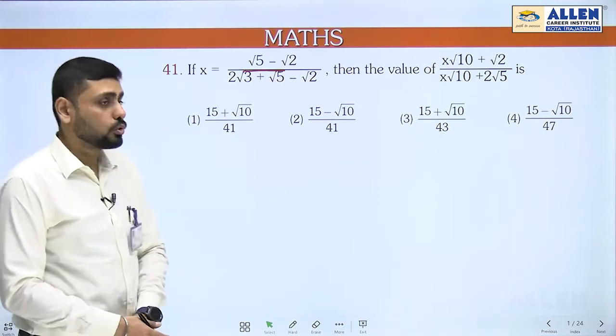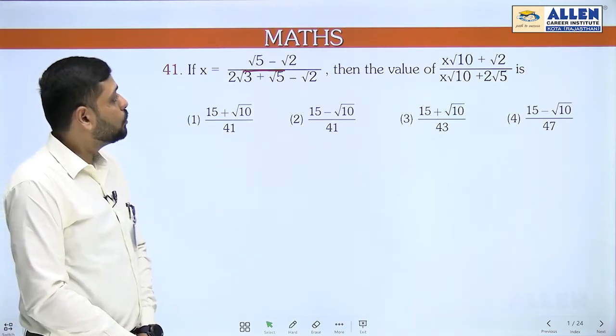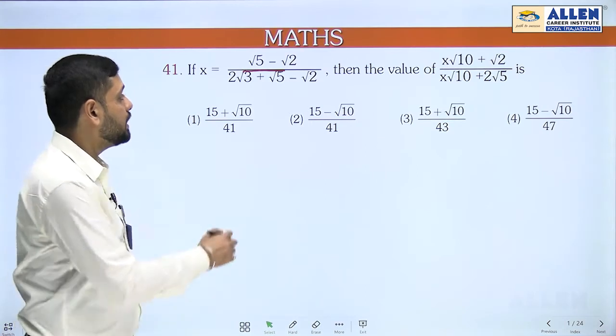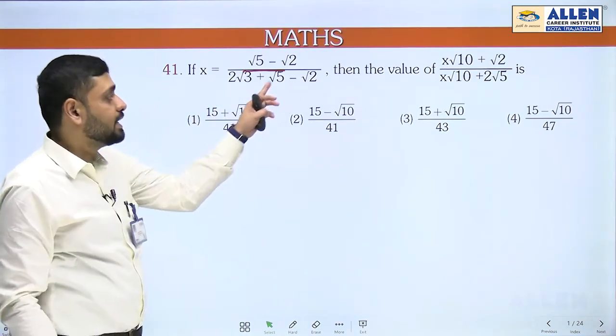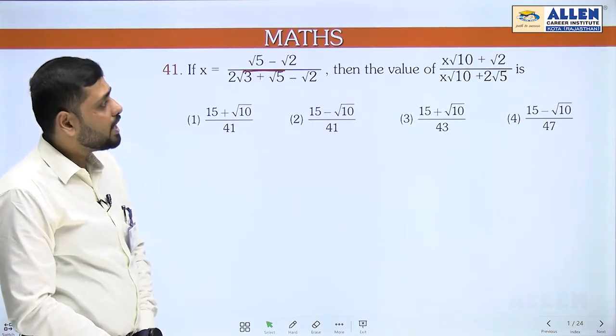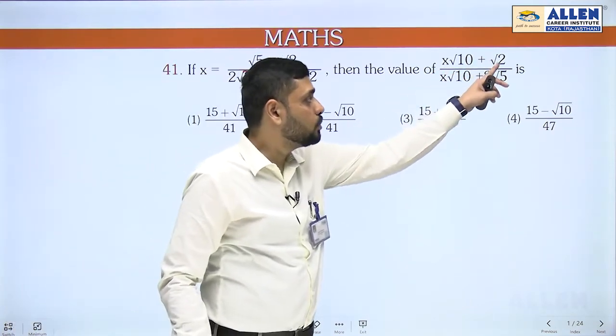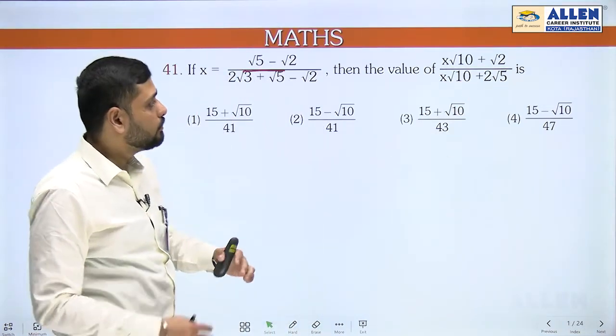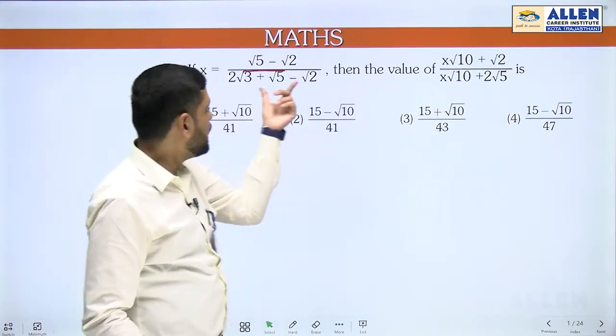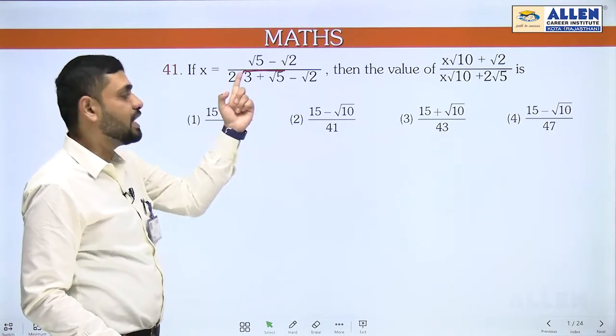What is given in the question is, if x equals (√5 − √2) divided by 2 into (√3 + √5 − √2), then find the value of (x√10 + √2) upon (x√10 + 2√5). This is the value of x given to us, and we need to find the value of this expression.